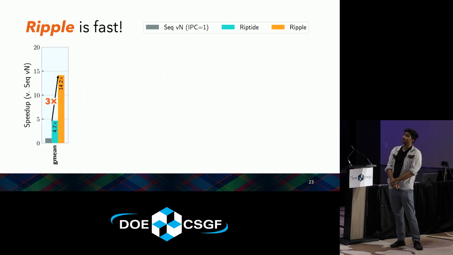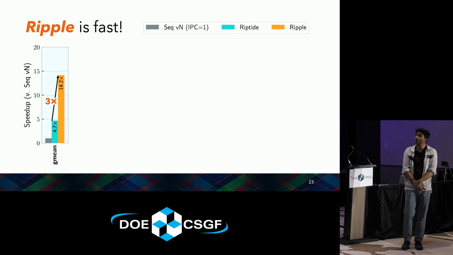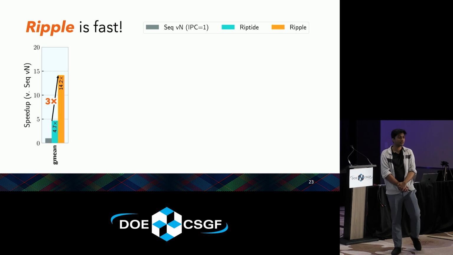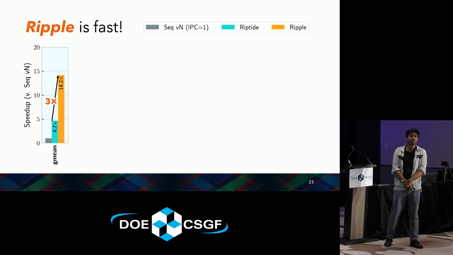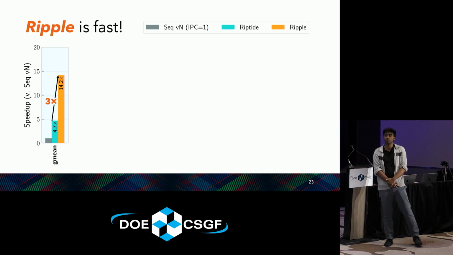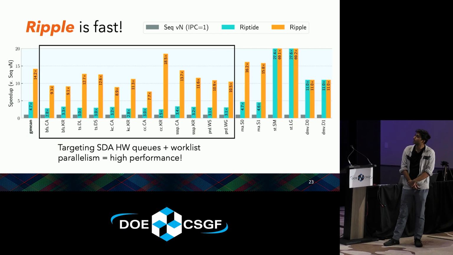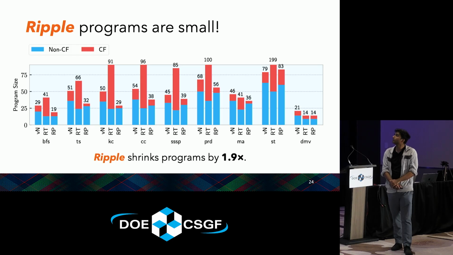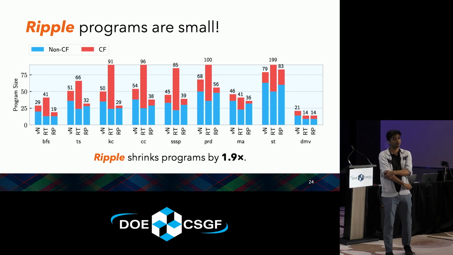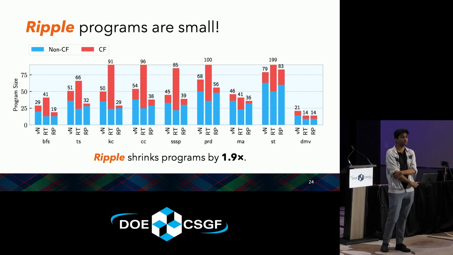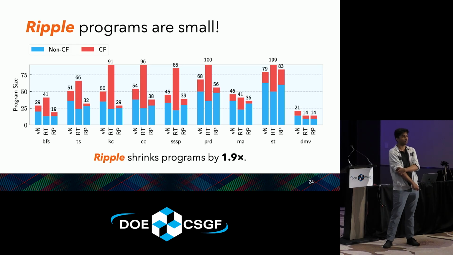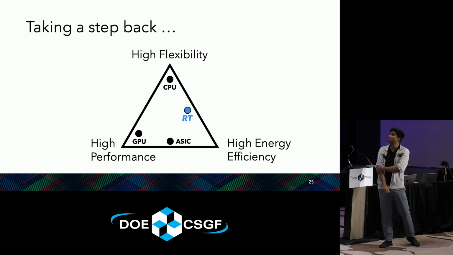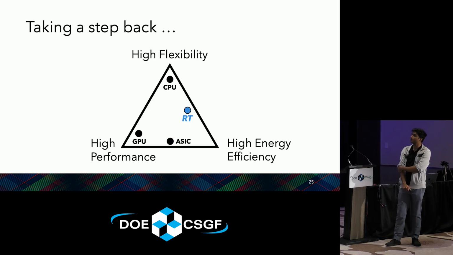Just to highlight the average result, Ripple is about 3 times faster than Riptide, and it's about 14 times faster than a conventional CPU. And then I'm going to skip over that. And Ripple is able to also shrink programs by about 2 times because it eliminates a lot of the control flow based on ordering.